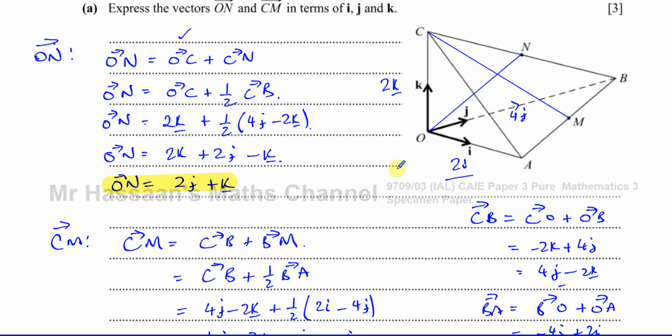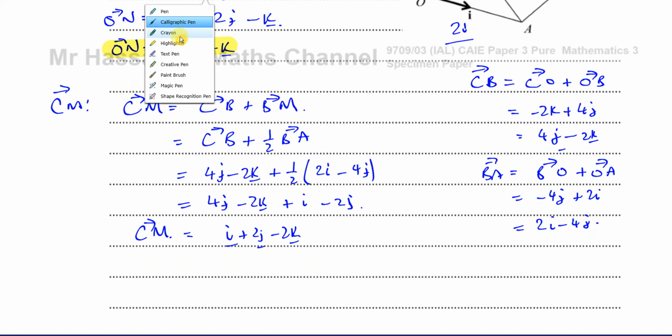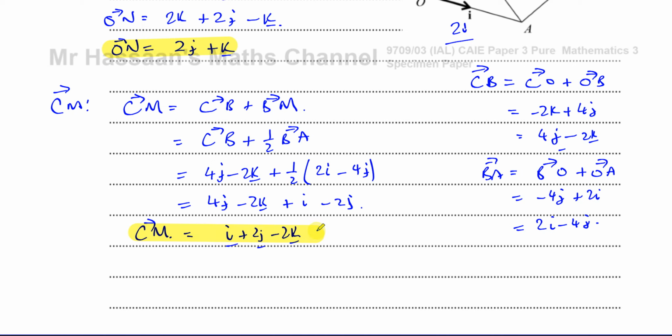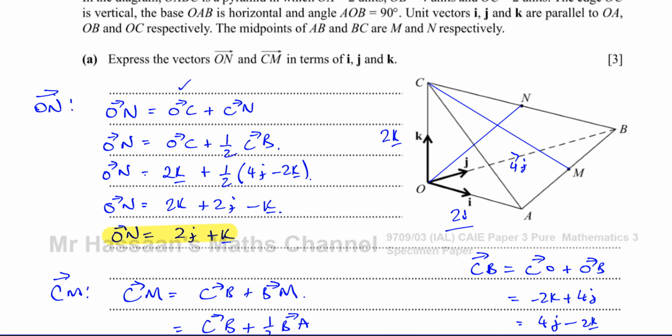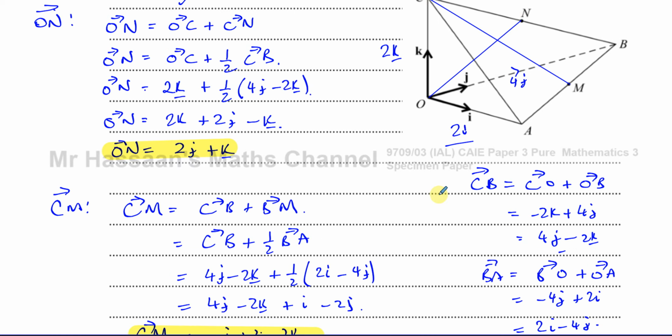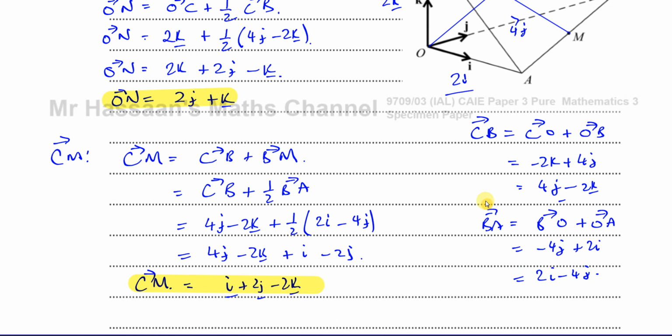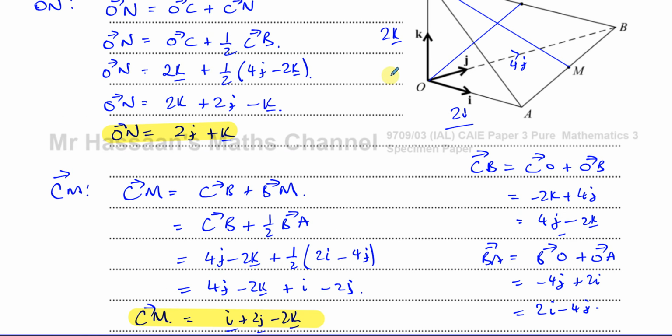You can even get a feeling for whether your answer is correct by doing some sort of tracing of the answer. I'll show you what I mean. For example, O to N is 2J plus K. So if you think about from O to N, you start from O, you go 2J, 1, 2, and then you go 1K. So it looks like it's correct. You're going 2 along here and then 1K up. So it roughly looks like it takes us to the right place. And C to M is I plus 2J minus 2K. So you have 1I, and then you have plus 2J.